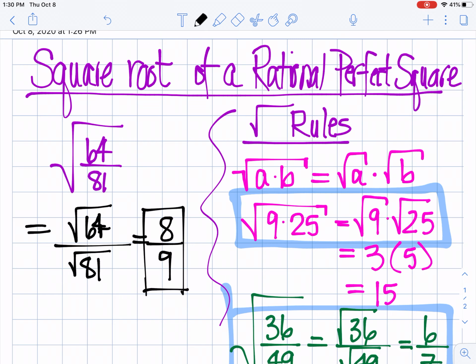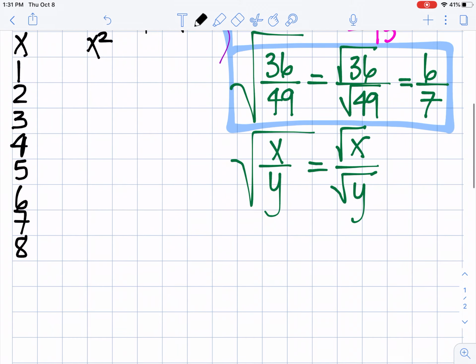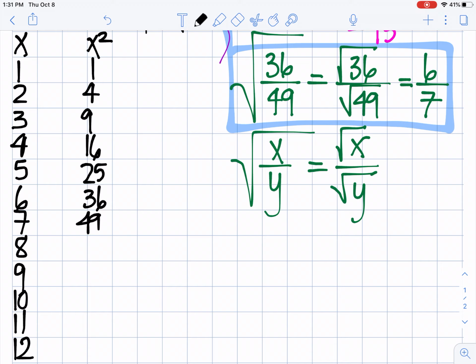It might help you also, if you're not confident in your square roots, to just make a list. So here I like to make my list if this is x and this is x squared. We got 1, 2, 3, 4, 5, 6, 7, 8, 9, 10. We'll go up to 12 because that's as far as it's going to go on here. Is 1, 4, 9, 16, 25, 36, 49, 64, 81, 100, 121, and 144.